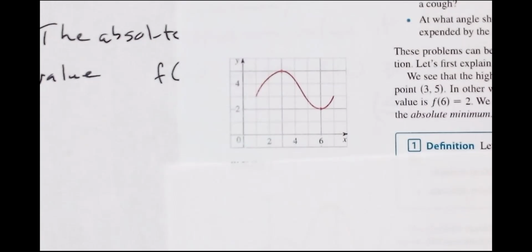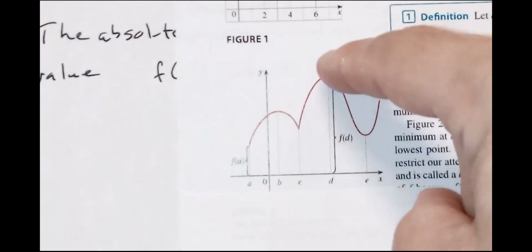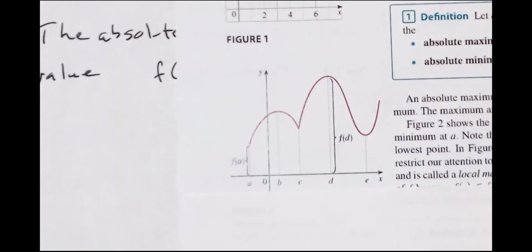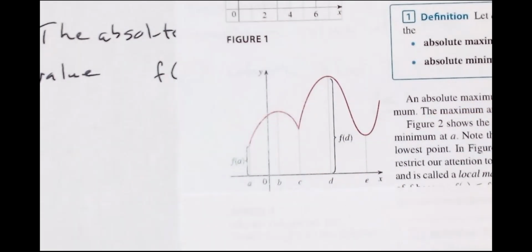However, here's another graph. I clearly have an absolute maximum and an absolute minimum, a highest and lowest point on this picture. At A for the lowest, at D for the highest. What about B, C, and E?